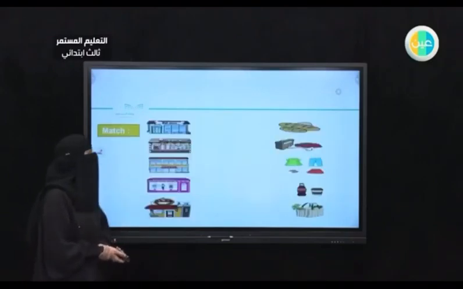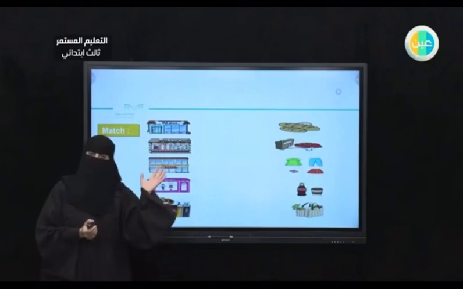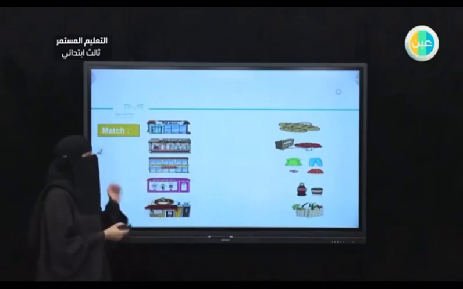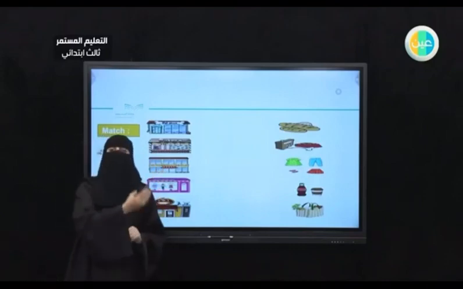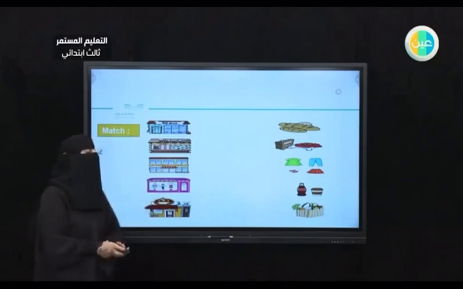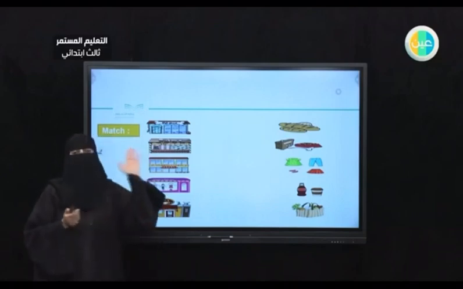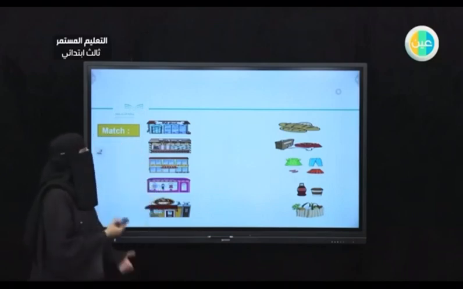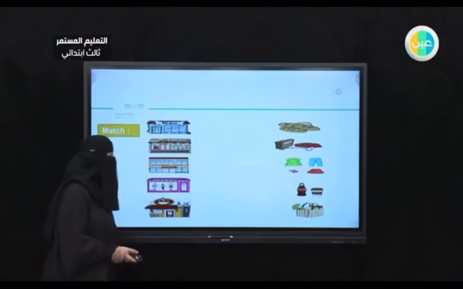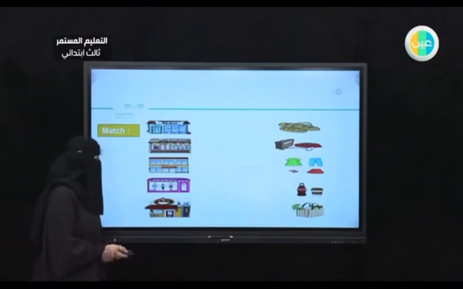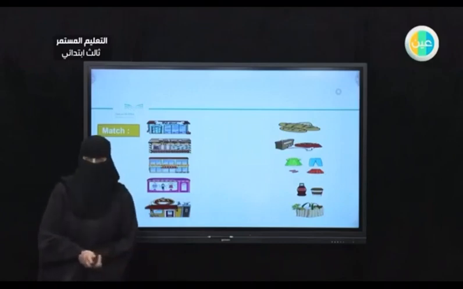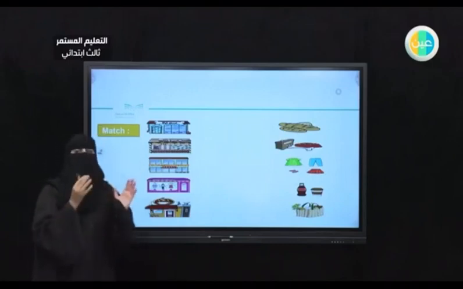So now I have certain shops to your left and I have different items to your right. I need your help here to match. What can we get from each and every store? To your left, I have a bed shop, a bakery, a supermarket, a dress shop, and a coffee shop, okay? And to your right, I have different items.